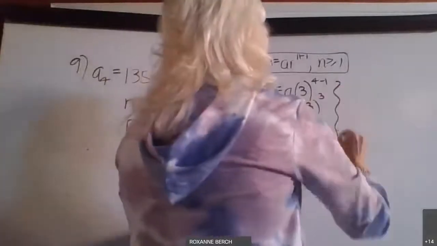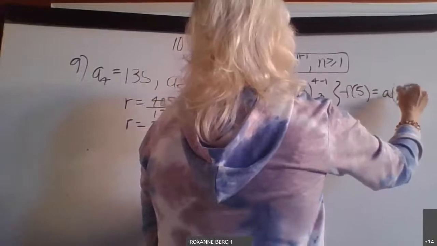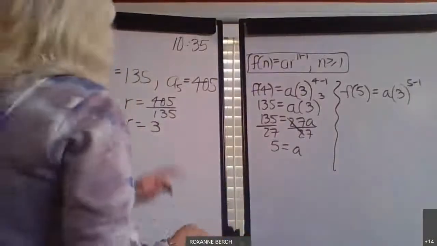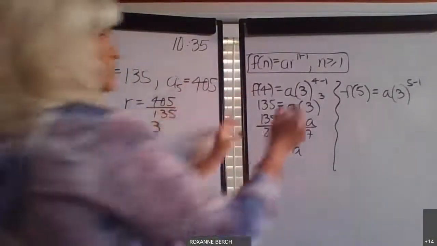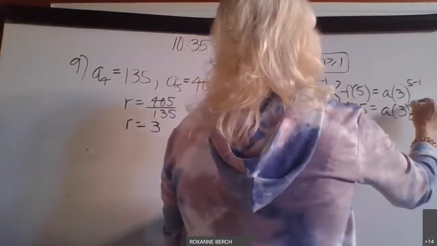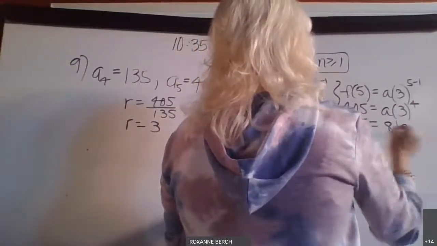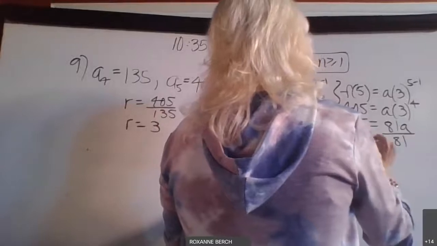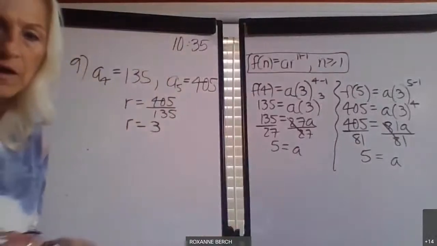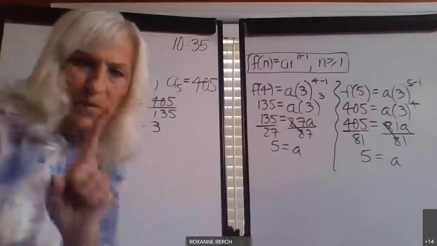And if I use the other one, I could say f of 5 is equal to a times 3 to the 5 minus 1. And we know the term in the fifth position is 405, is equal to a times 3 to the 4th. So 405 is equal to 81a. Divide by 81. A is equal to 5. So I'm just proving my point. You do not have to do both of those. You're just doing one of them.